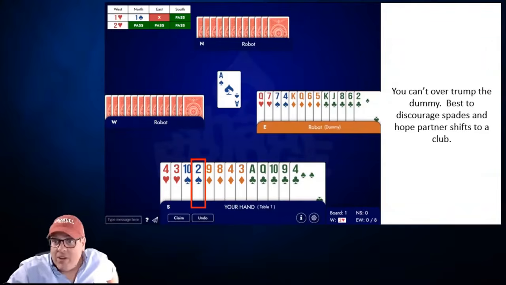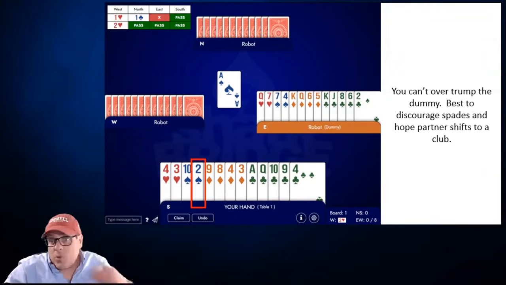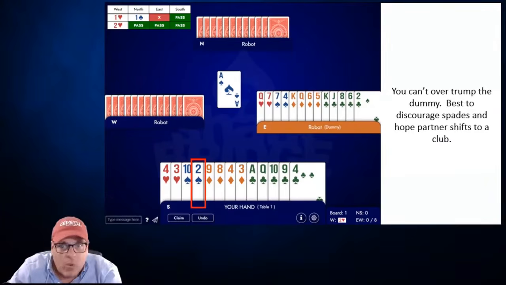Here, as a defender, we either want them to return a club so we can come through a heart, or we just want them to lead a heart, right? We have to tell them we don't like spades to get them to start doing something different, though. Make sense? Great question. How we doing, folks?